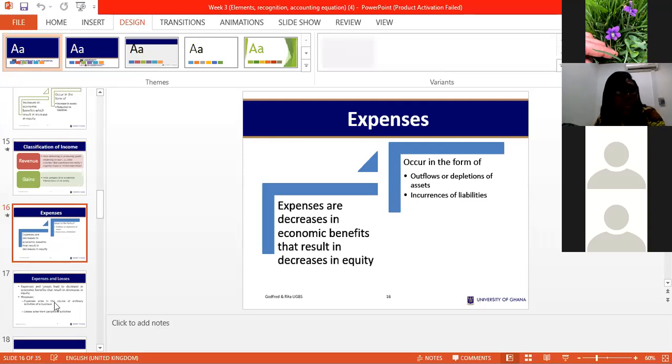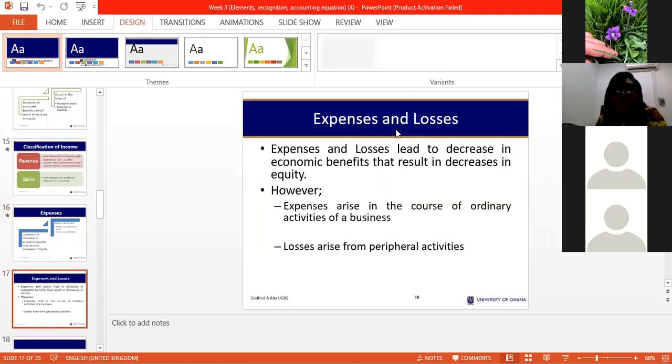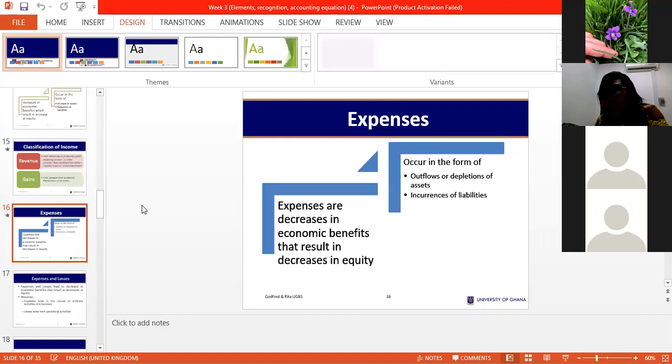Somebody wants to know where a gift will fall. Is the gift part of the core business? And who is the gift to? Is it to the business organization or to the manager? That is a question you must ask yourself.